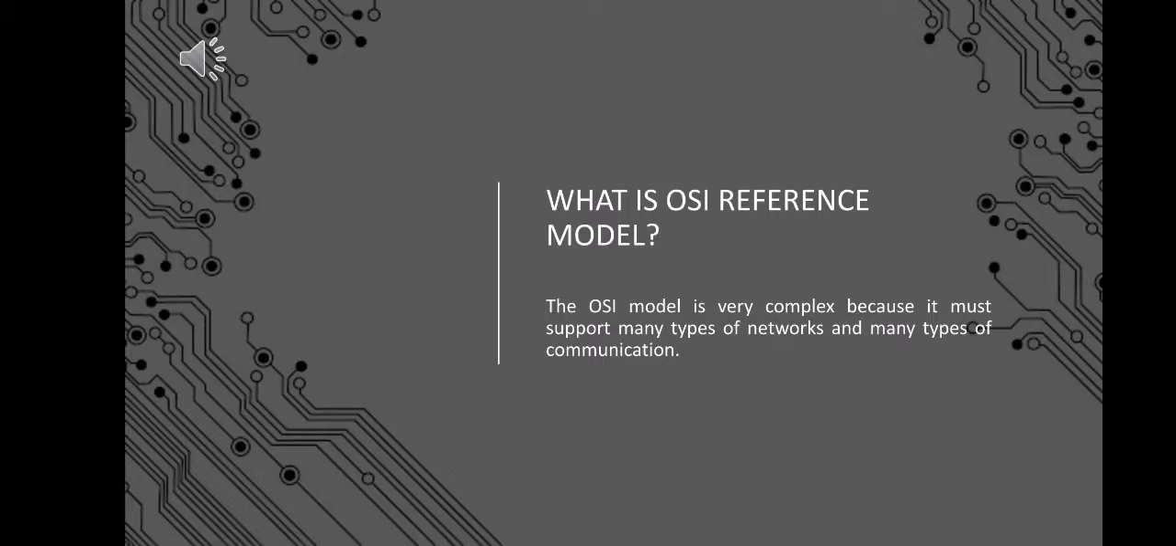Types of networks. What is the OSI reference model? The OSI model is very complex because it must support many types of networks, such as LANs and WANs, and many types of communication, such as electronic mail, electronic data interchange, and management reports.